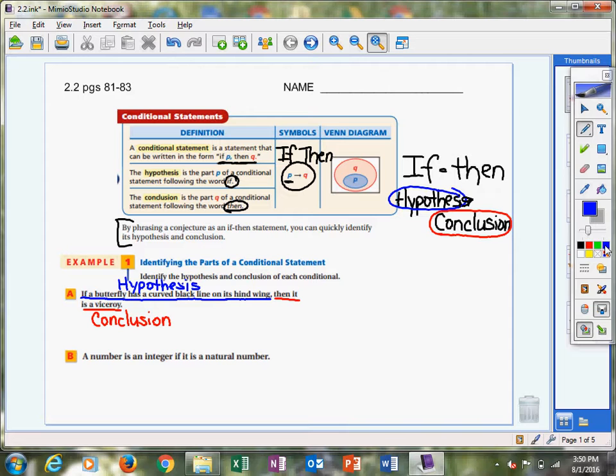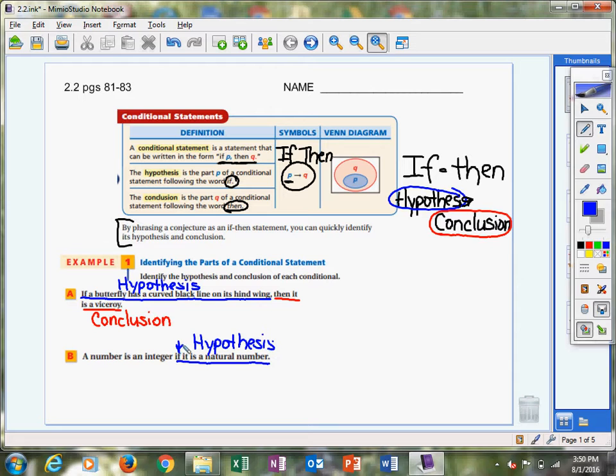Letter B, and this one's a little bit trickier. A number is an integer if it is a natural number. And notice that they didn't progress it like the first one. The first one, they started with the word if, and they did the typical if-then statement. That's not what happened in the second one. They kind of moved some things around, and they put the if phrasing towards the end of the sentence. Sometimes that happens. So we're going to follow a game plan. And our game plan is, if we see the word if, the phrase that immediately comes after it is our hypothesis. Okay? So do not let that deter you from our game plan.